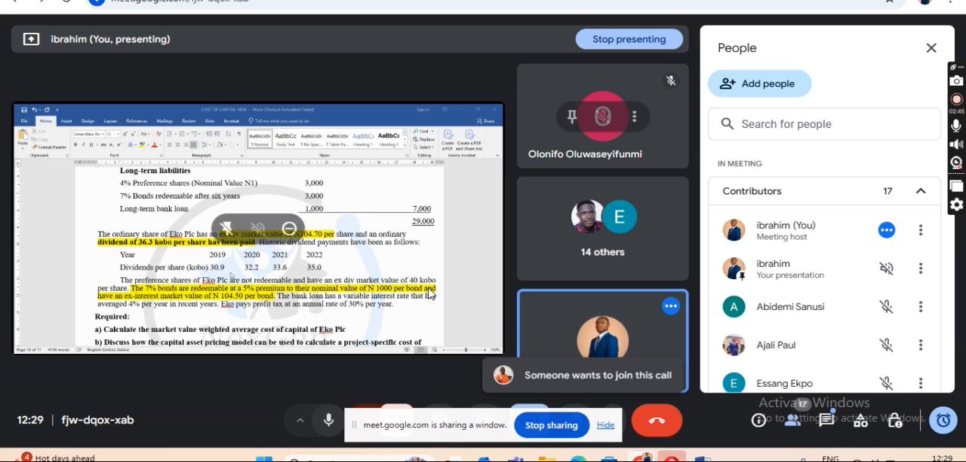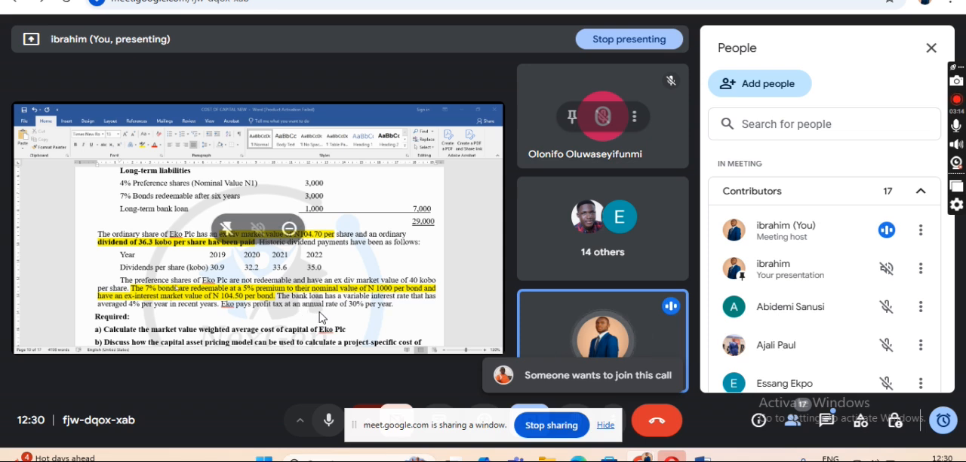Now you can see from the continuation of the question that it says ex-interest, which means that the interest has been paid, which is 104 naira 50 kobo per bond. Per bond, which means that the interest has been paid. If it is ex-interest, remember, it means that the interest has been paid.